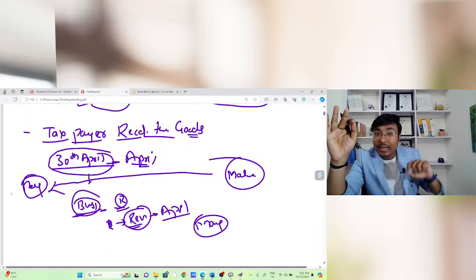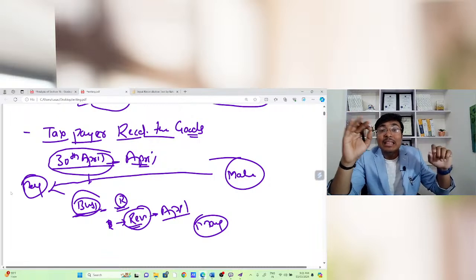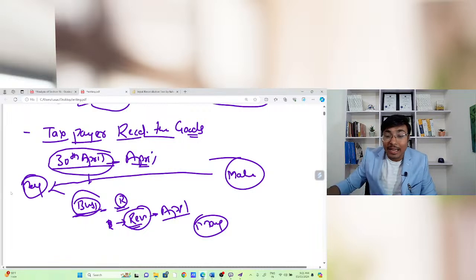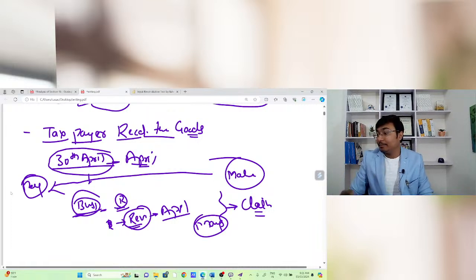But the time to claim the input tax credit in May month has already lapsed as per the Section 16(4) timeline. So now you will not be eligible to claim the input tax credit. That is the important thing.